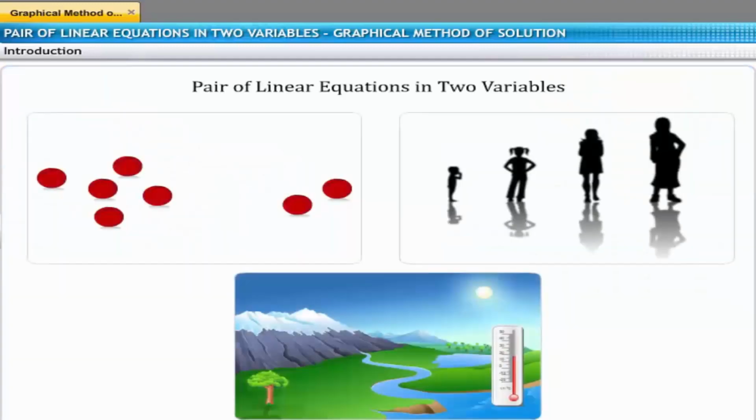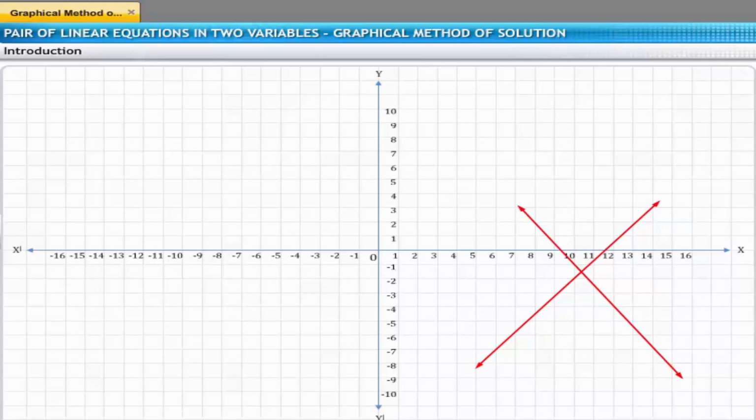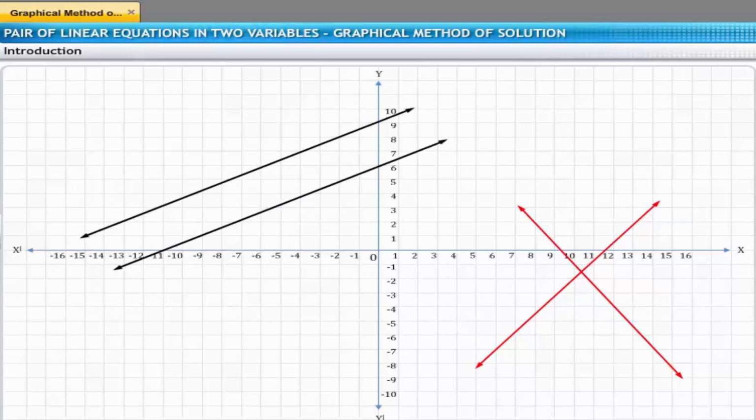Such relationships are linear in nature and can be expressed mathematically as a pair of equations in two variables. In this lesson, we'll discuss how a pair of linear equations in two variables can be represented and solved graphically. Let's see how.